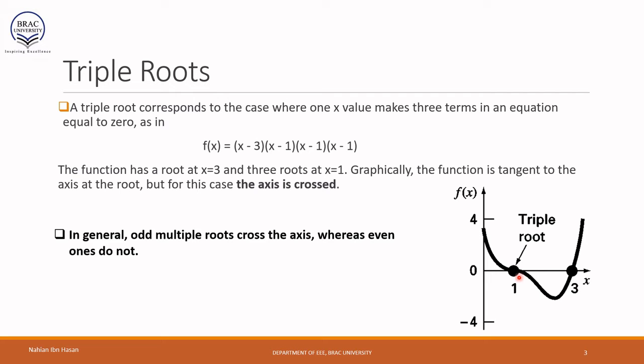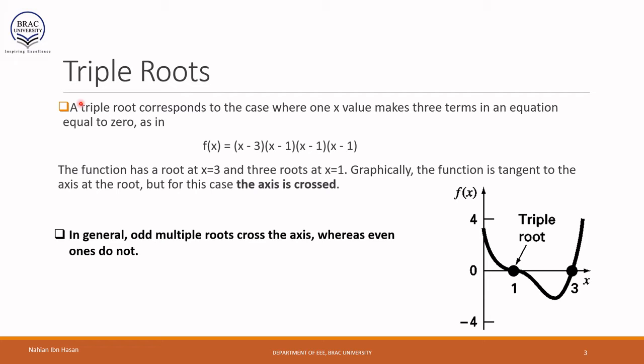There is a general rule that whenever we have odd multiple roots, that means 3 roots, 5 roots or 7 similar roots, the function is going to cross the axis. But whenever we have even multiple roots, that means 2 roots, 4 roots or 6 roots, our function is not going to cross the axis, rather it's just going to stay on the same side. It's just going to touch the x-axis. So that's the difference between odd multiple roots and even multiple roots.